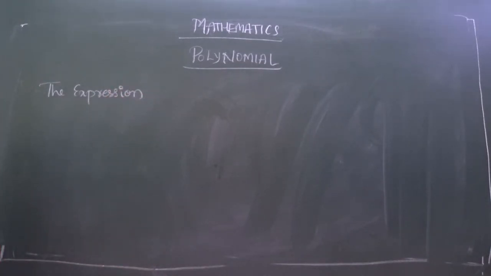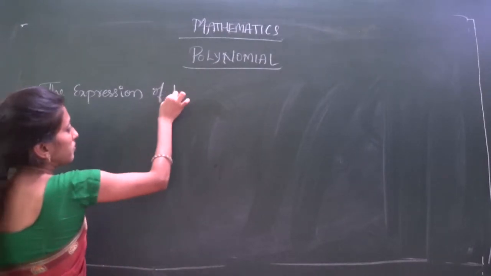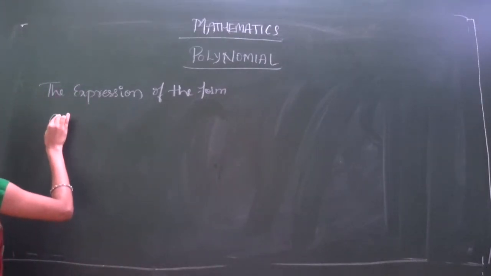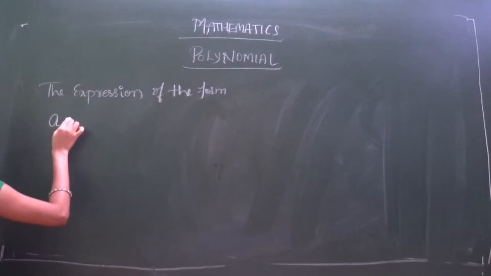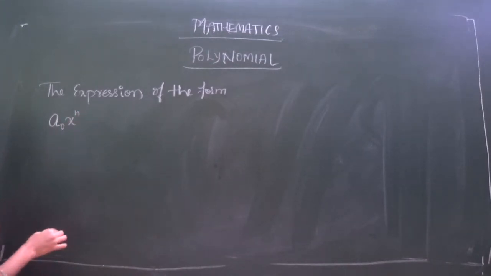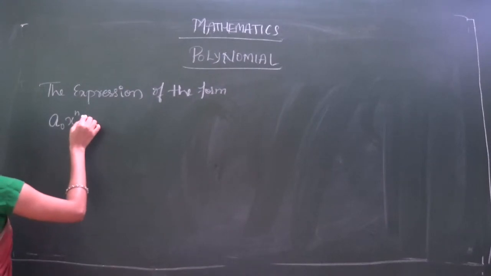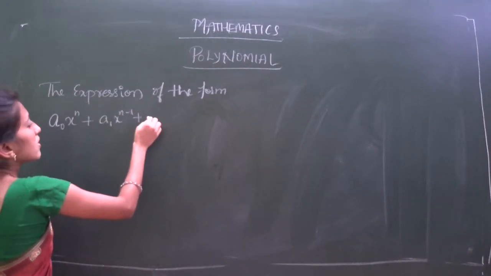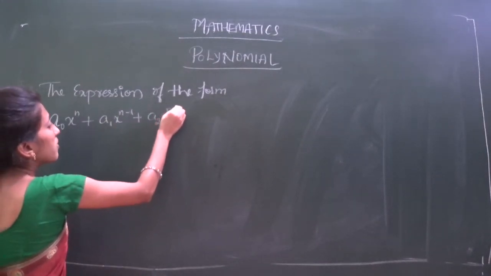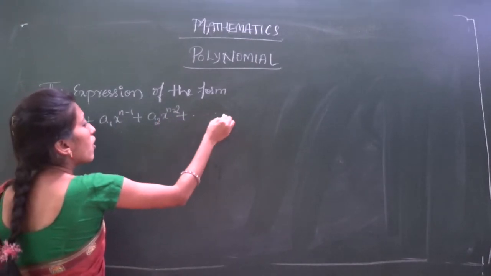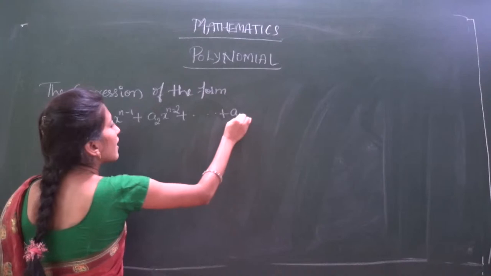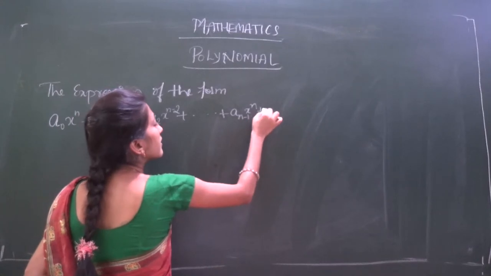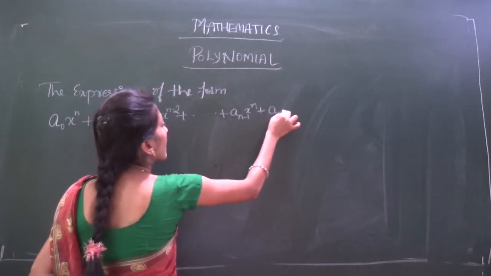The expression of the form a naught x to the power n plus a1 x to the power n minus 1 plus a2 x to the power n minus 2 plus so on, plus an minus 1 x, and the last term is an.